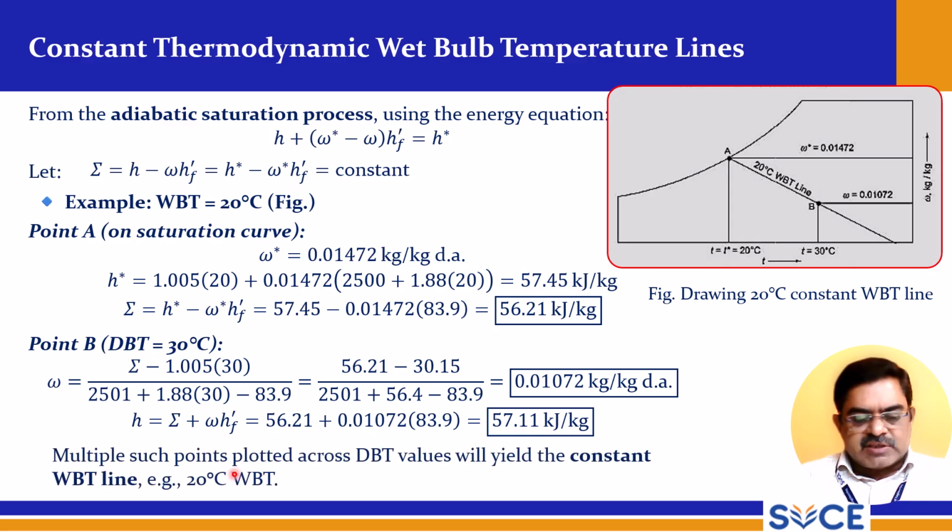So multiple such points can be plotted across DBT. We can plot any number of points when sufficient data is available. So these DBT values will yield the constant wet bulb temperature line. Example, 20 degrees Celsius wet bulb temperature.